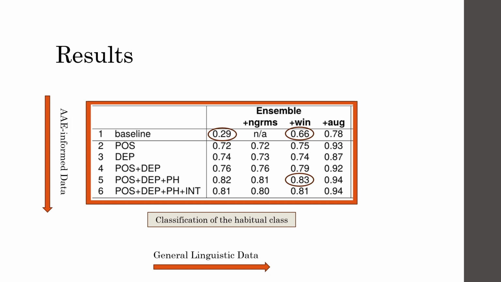As we move into syntactically informed data, we see a gradual increase in the F1 score. Our best results without data augmentation comes from Model 5, which includes both simple and syntactically informed POS representations, as well as syntactic parsing and post hoc patterns, achieving a 0.83 F1 score. This is surprising, as we expected Model 6, which includes rule interactions, to perform the best.